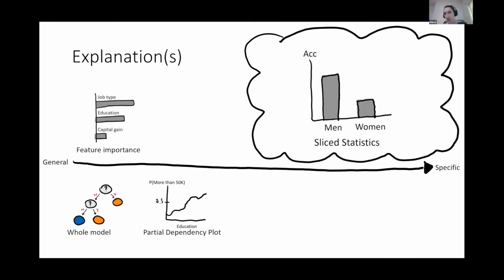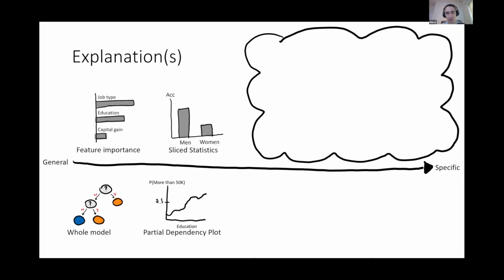Another kind of explanation is to just slice the data in different ways. So instead of getting statistics like accuracy, you say, how does my accuracy for men compare to my accuracy for women? How does my accuracy for African Americans compare to my accuracy for white people? And you may want to make sure that those accuracies are paired, or if not, you may want to understand why that is. So that's the kind of explanation that can be helpful.